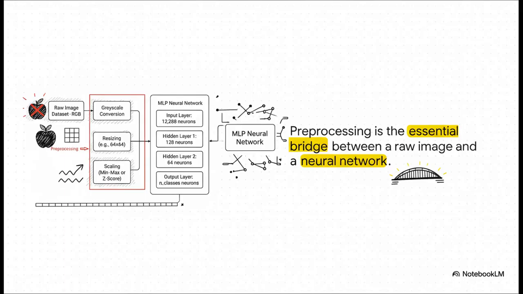And here it is, the entire journey in one single diagram. We start with our raw Apple image, convert it to grayscale, resize it, scale down its pixel values, and then flatten it into a vector, all before it even touches the neural network. This isn't just a nice to have. This whole pre-processing pipeline is the essential bridge that makes modern computer vision work.